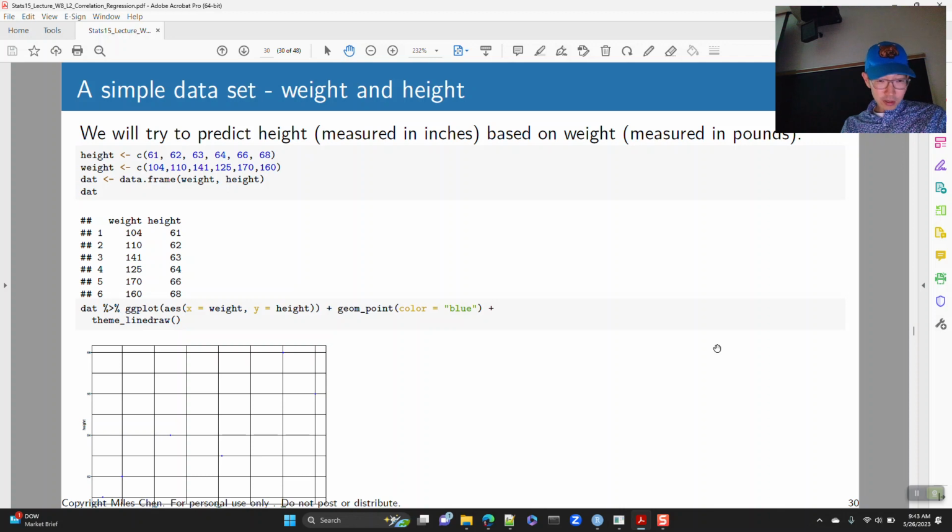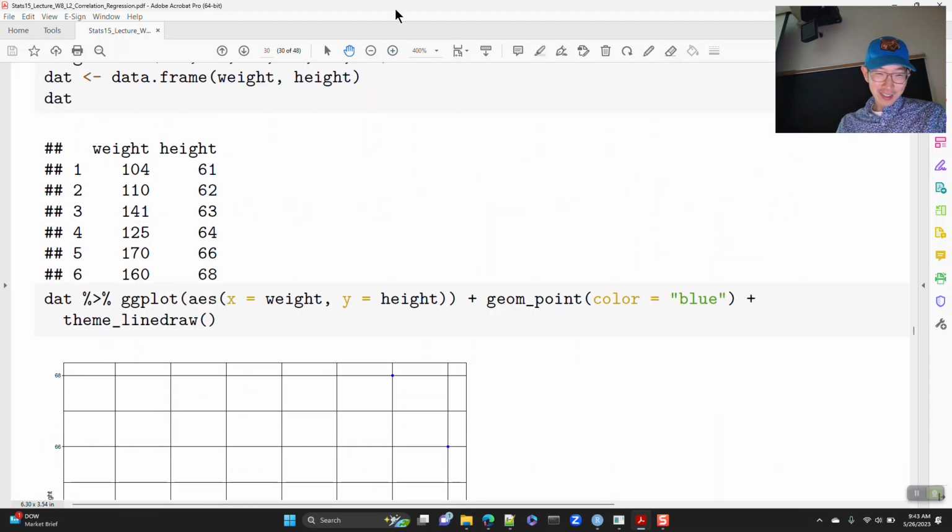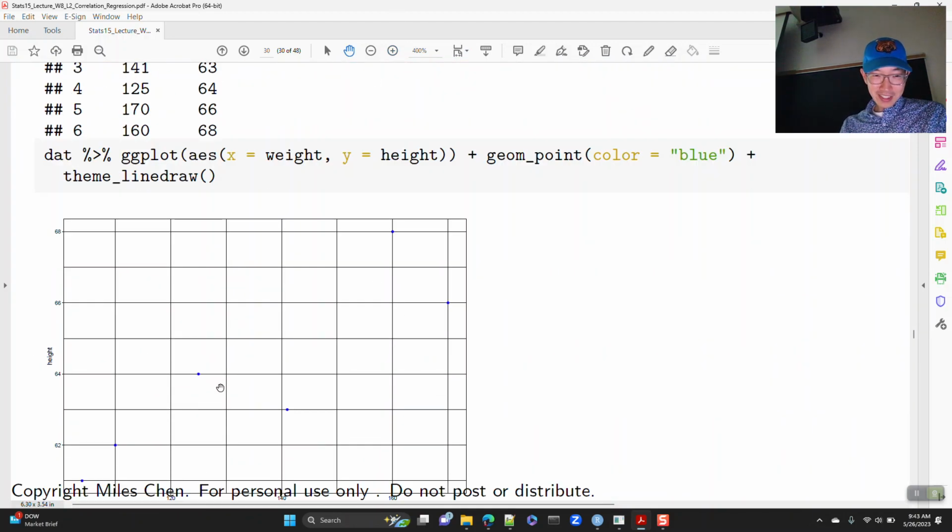Okay. Oh, you can't see these dots. There are dots. Tiny little dots here.